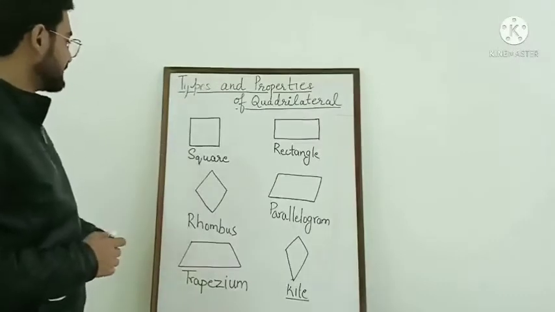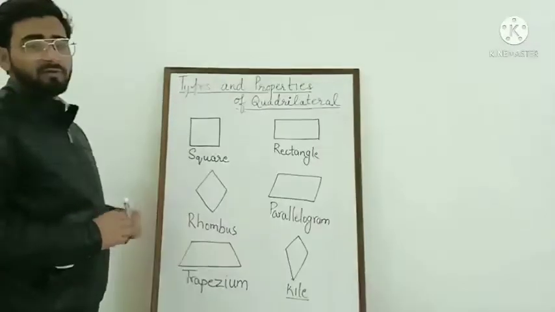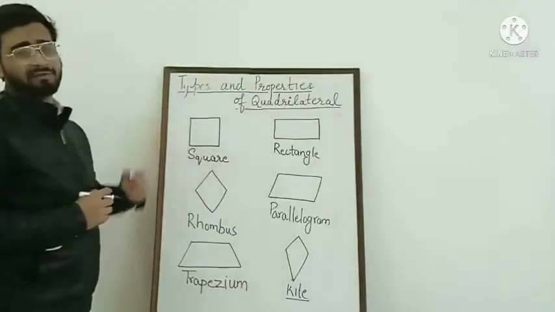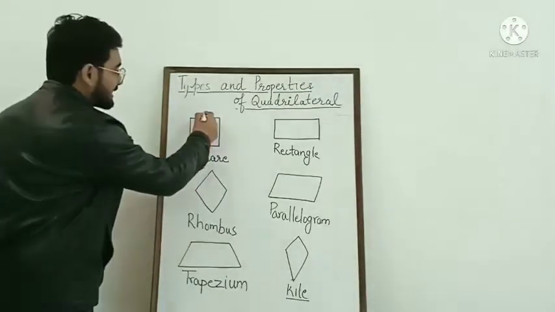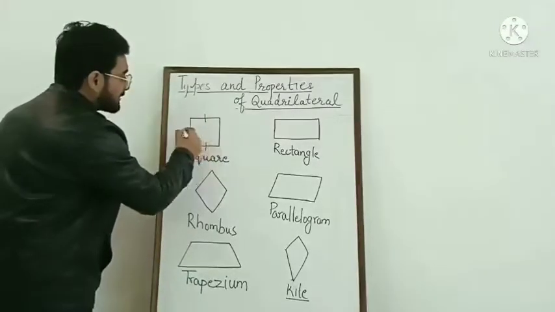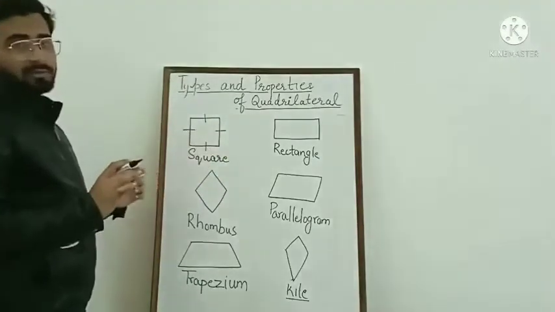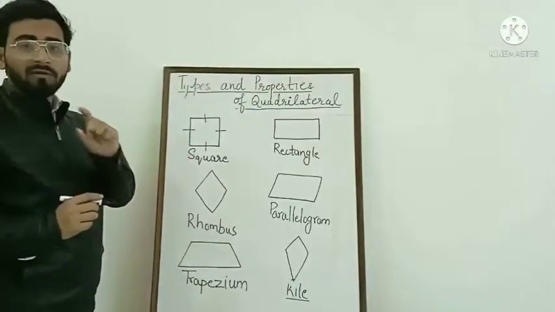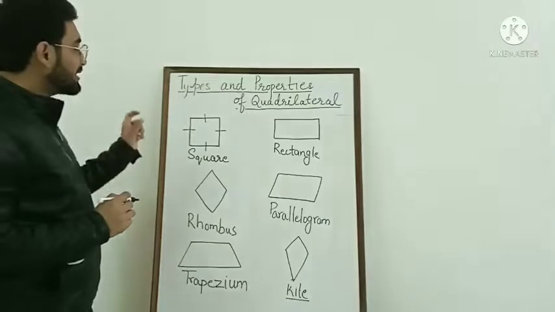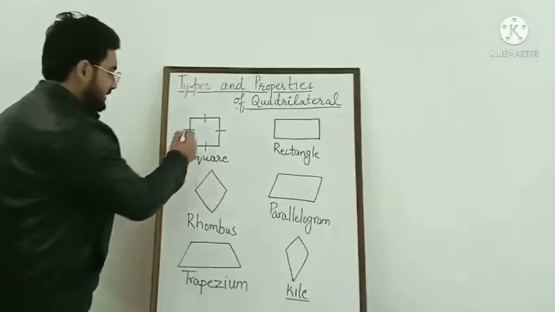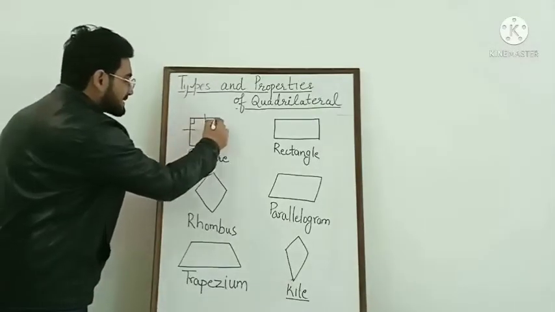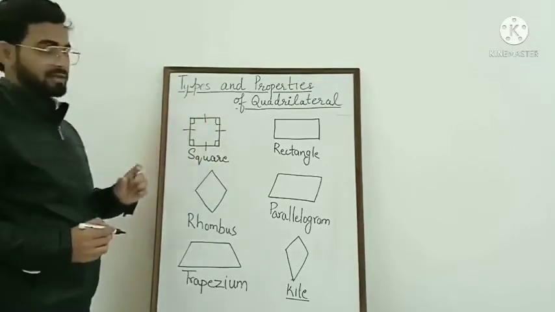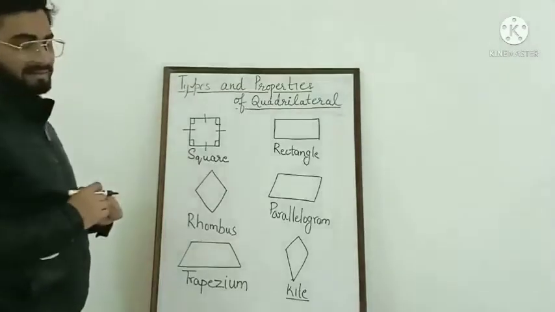As you can see, a square is made up of four line segments, and if we talk about the sides of a square, then all the four sides are equal. Now if we talk about the angles of a square, always remember that all the angles are 90 degrees. This is very important.